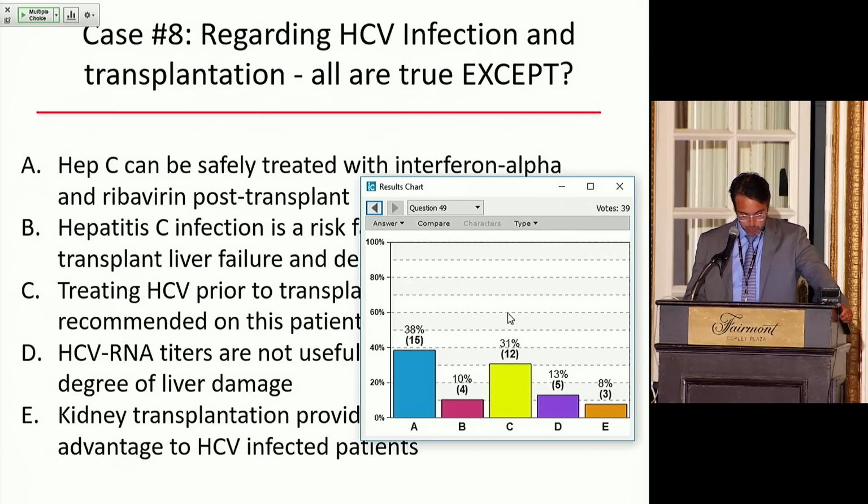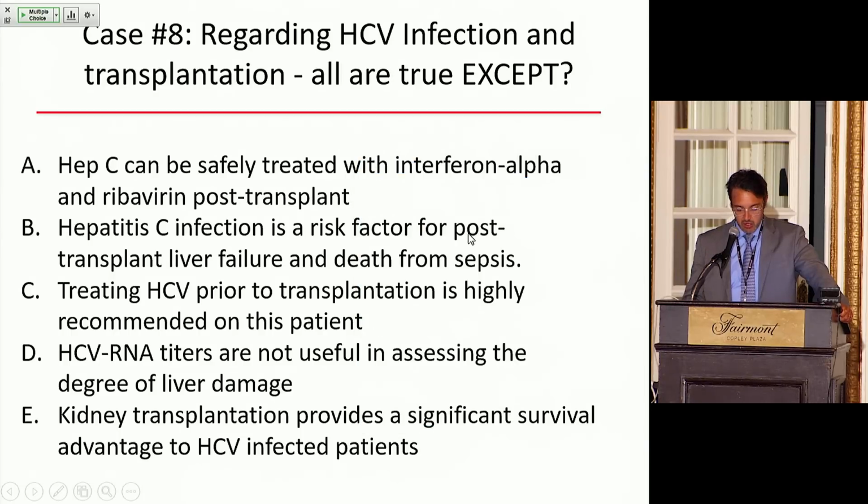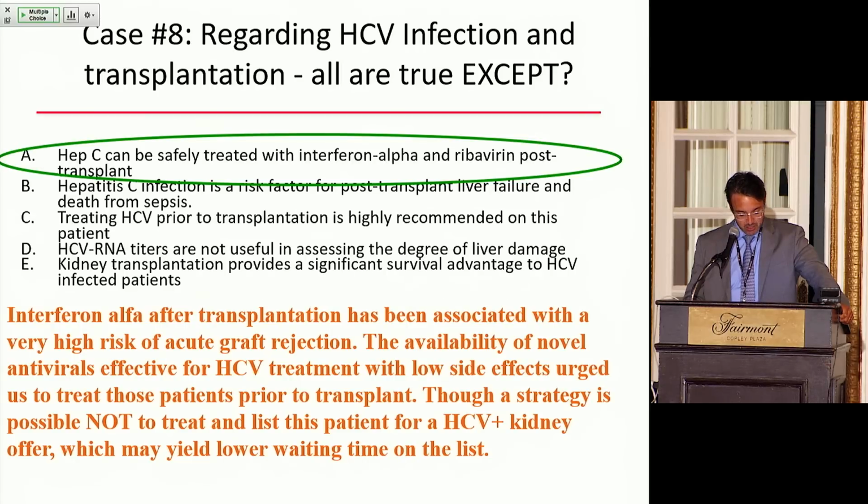All right, so it's kind of spread out here. But most of you, 38%, got the right answer, which is that you cannot treat a transplant patient with interferon alpha. That triggers rejection. So what are the other things that are important?